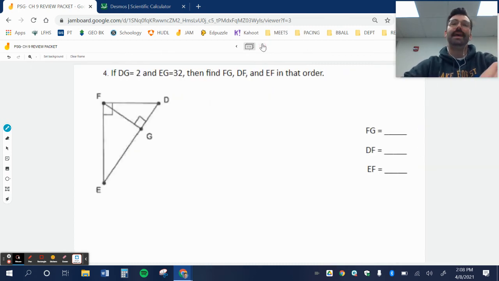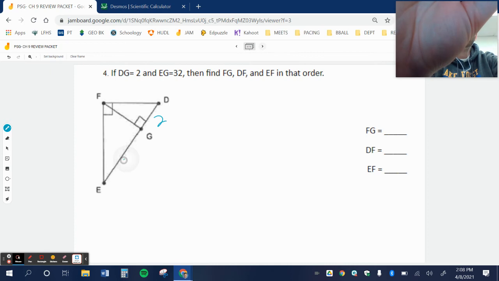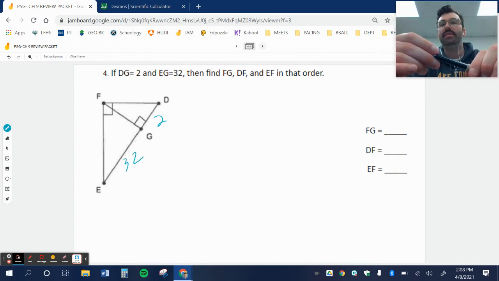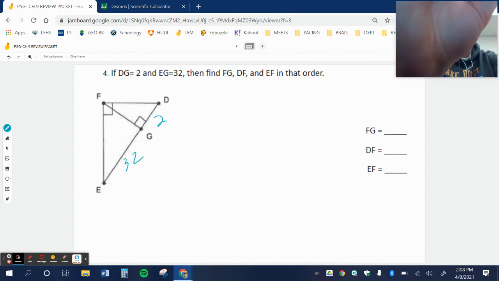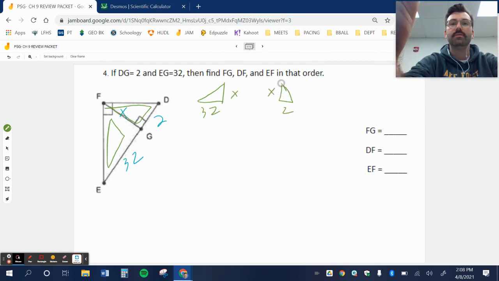Let's try this one. It's an altitude on hypotenuse. This is a small, medium, large triangle problem. It says if DG is 2 and EG is 32, find FG, DF, and EF in that order. So I'm going to find FG first, which is X, which means I'm going to use my small and my medium triangles. So I'm going to redraw those here: 32 and then X and 2.